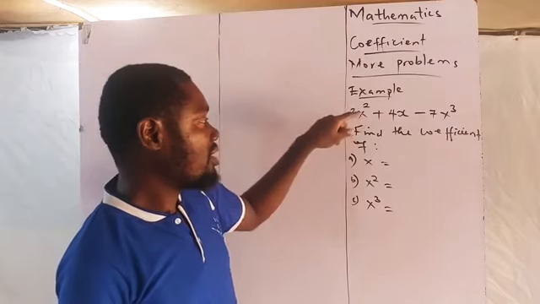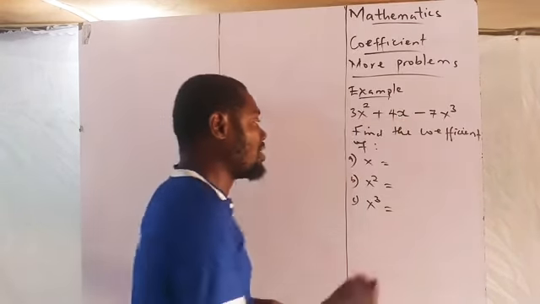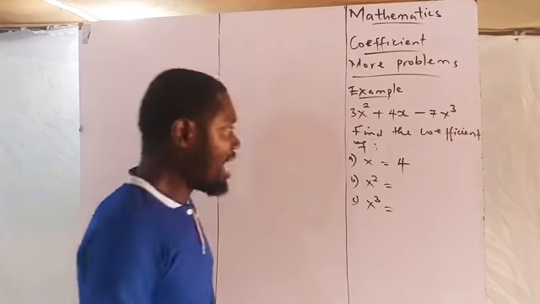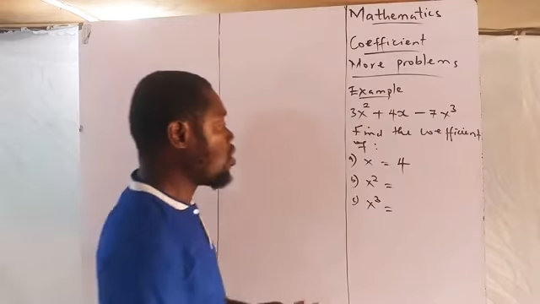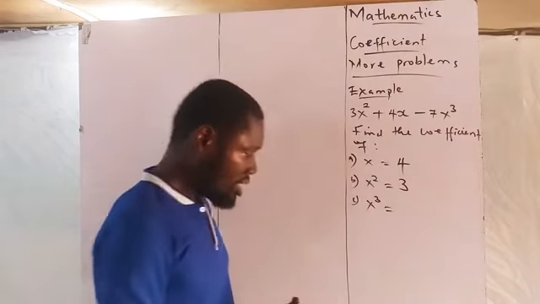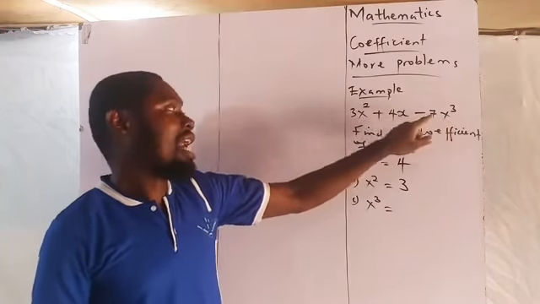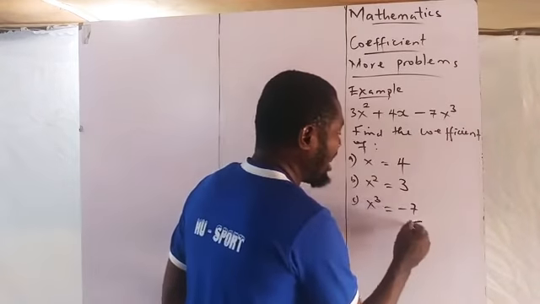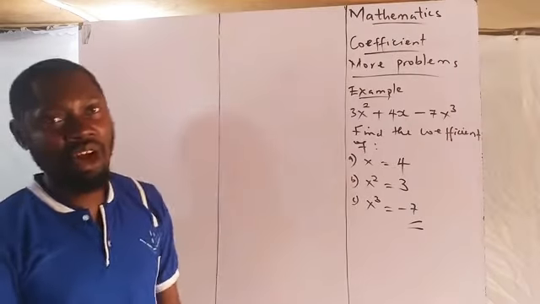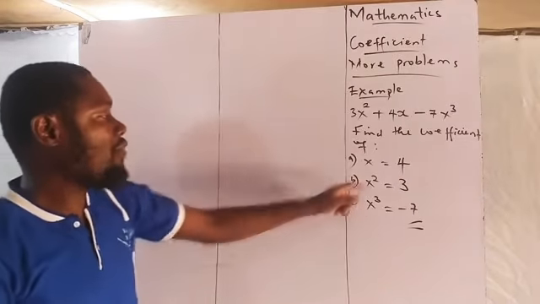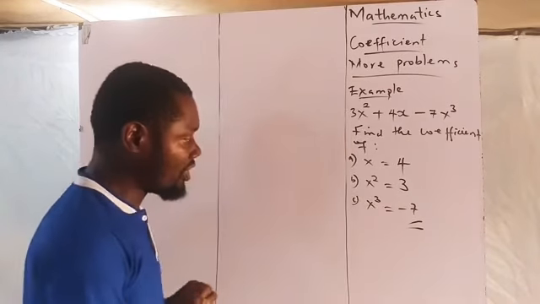So this x, look at it here. I will write the coefficient is 4. X raised to power 2, I'll write the coefficient 3. That's my answer. Then x raised to power 3, the answer is minus 7. These are the answers they want you to get. Your answers are 4, 3, and minus 7. You can see how simple it is.